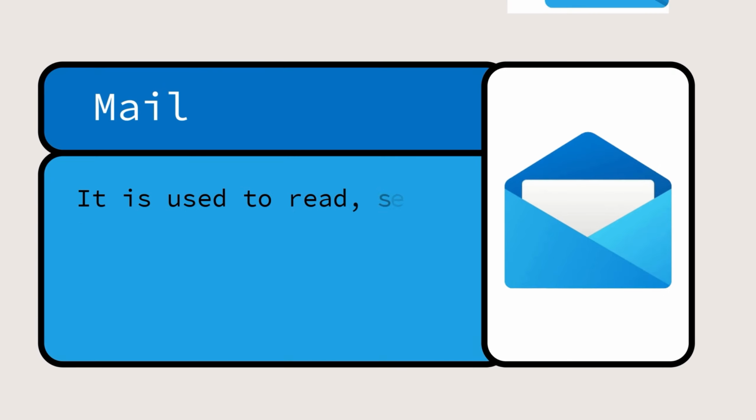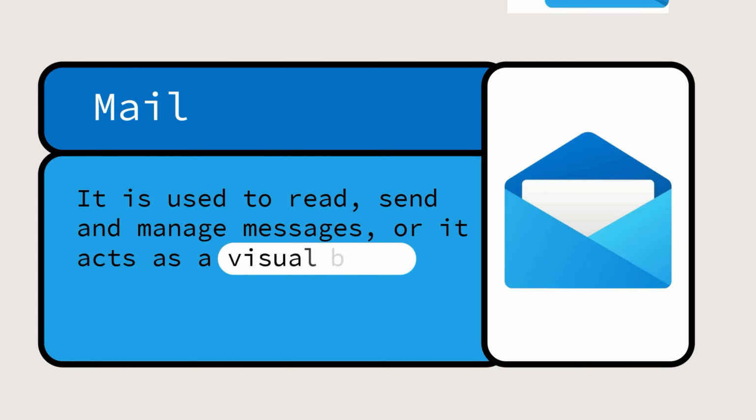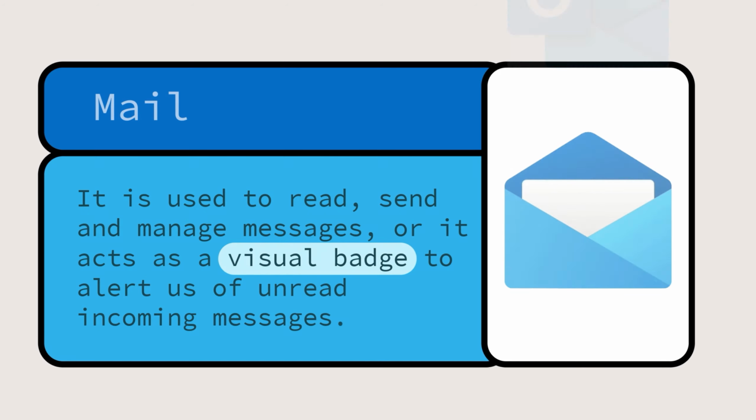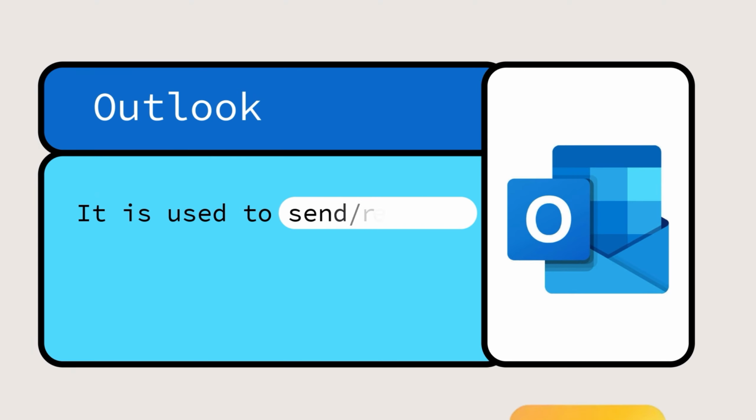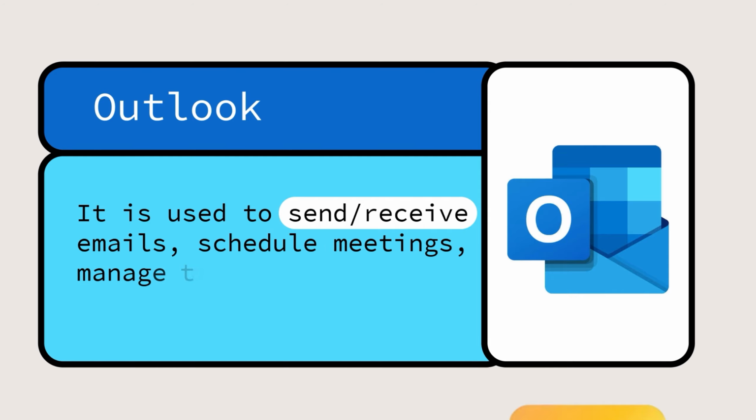Mail. Apart from managing messages, it acts as a visual badge to alert us of unread incoming messages. Outlook. It is used to send/receive emails, schedule meetings, manage to-do lists and store contacts.